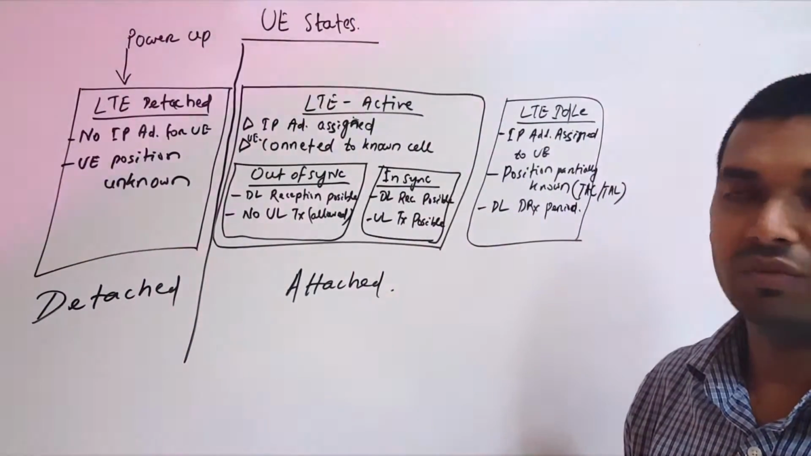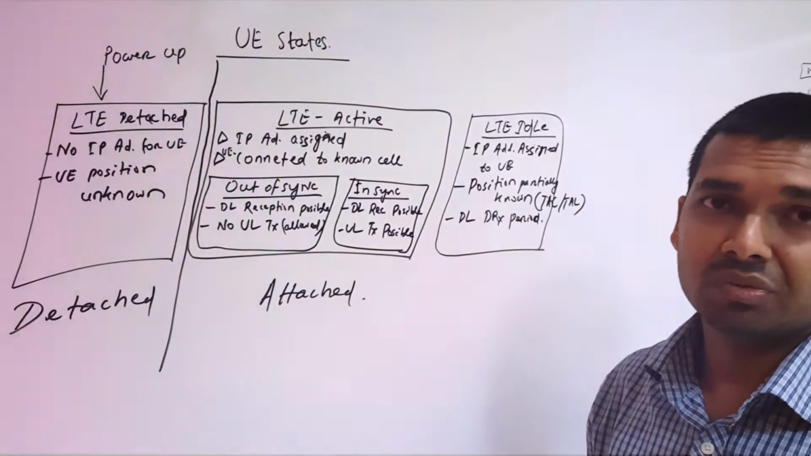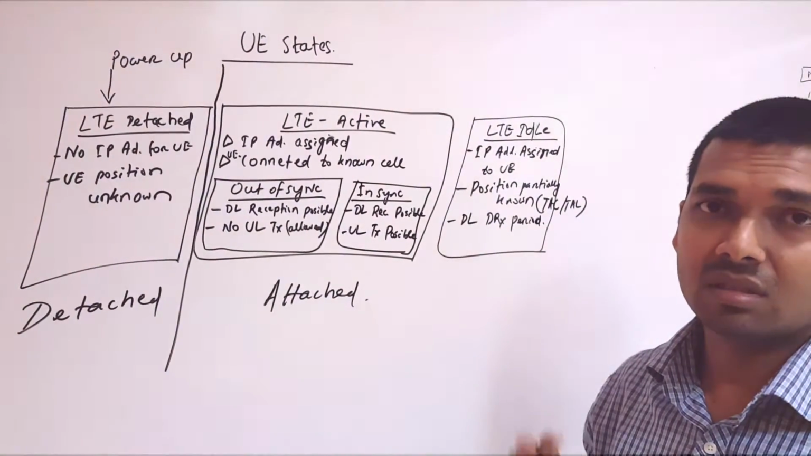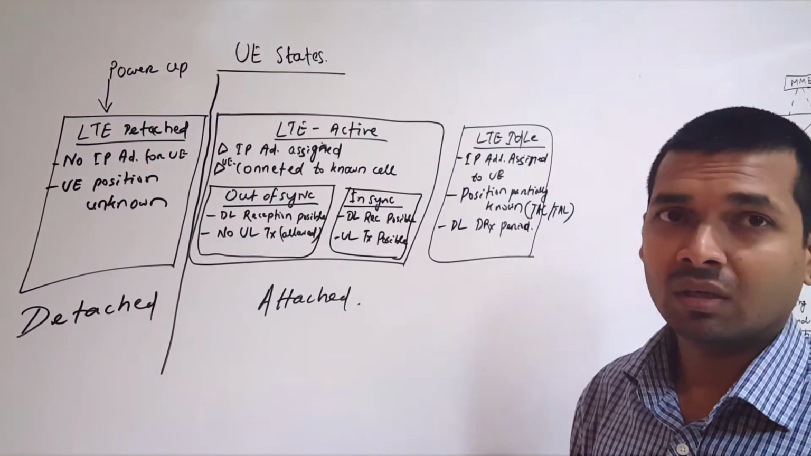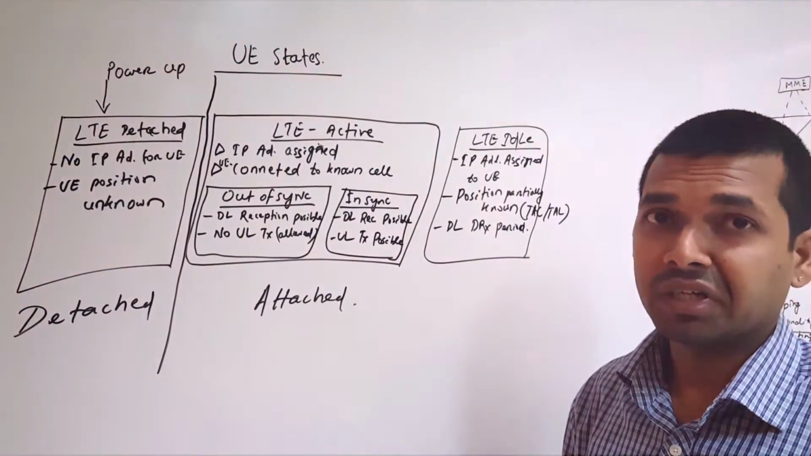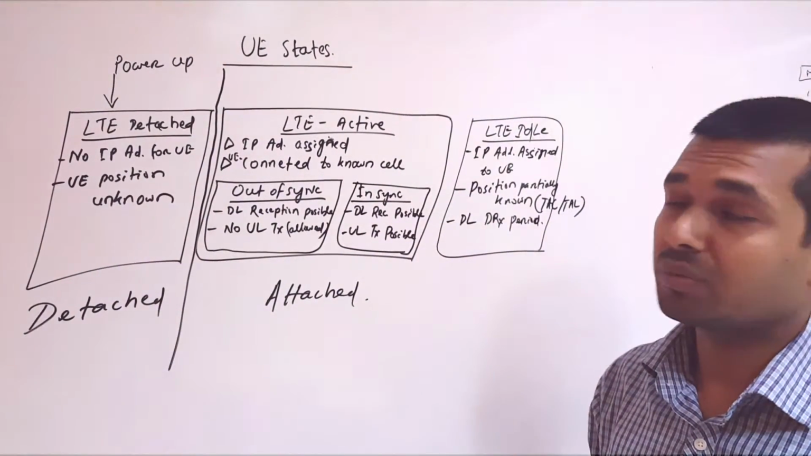Today we'll discuss UE states. When the mobile or the UE is switched on, what all states does it go through, whether it is connected or not connected, just switched on, not allowed to the network. So all the states I've explained here. We'll go one by one.